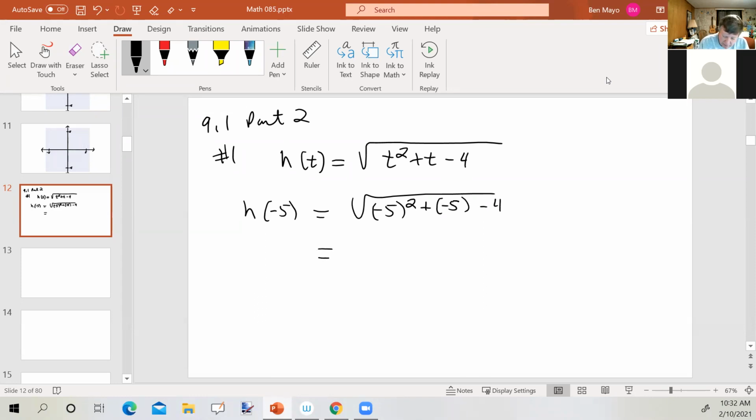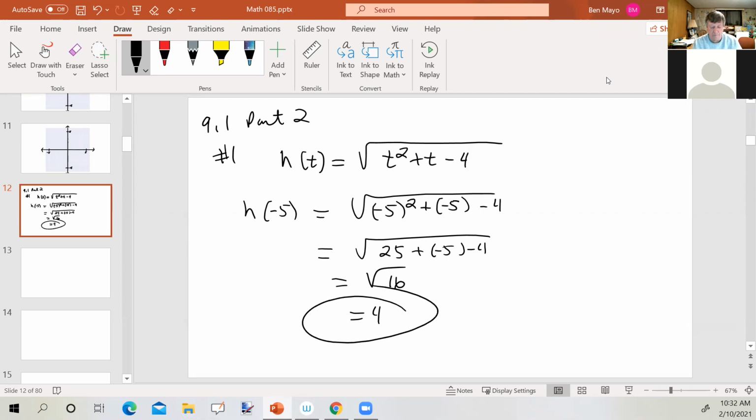Negative 5, the quantity squared, would be a positive 25, and then plus negative 5 minus 4 would be, let's see, 25 minus 5, 20 minus 4 is 16. So the square root of 16, which is 4. Be careful, be sure that when you take t and square it, negative 5, the negative is inside the parentheses, so squaring it, negative 5 times negative 5 is positive 25. Okay, so that was that question.